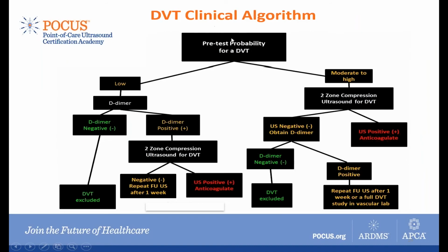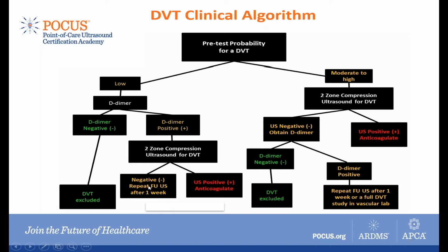Here's a chart you can see for diagnosing DVT as an algorithm. So if the pre-test probability for DVT is low, do a D-dimer. If it's negative, obviously DVT is excluded. If the D-dimer is positive, then do the two-zone, two-point compression test. And if it's negative, then obviously we want to do a follow-up after 1 week.